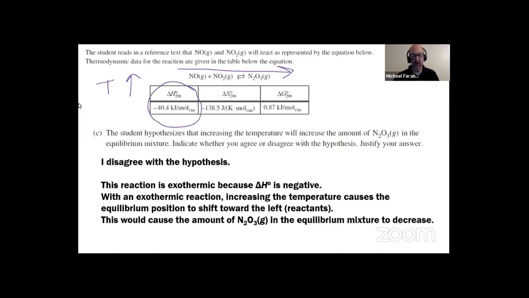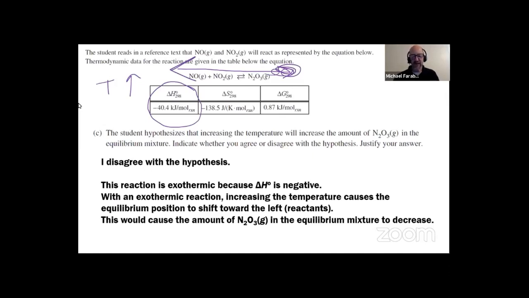This reaction will be exothermic because delta H is negative, so therefore with an exothermic reaction, increasing the temperature will actually shift the reaction toward the left, the reactants. This would cause the amount of N2O3 to go down, not up.